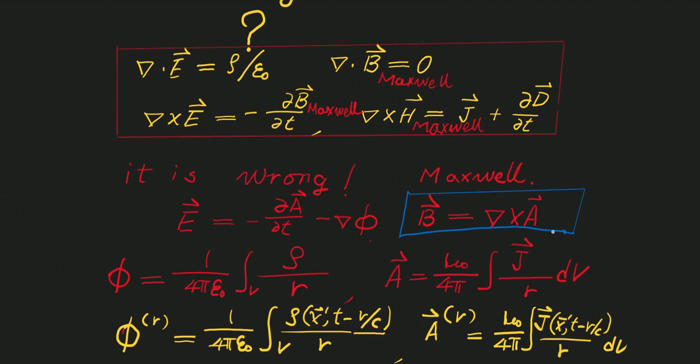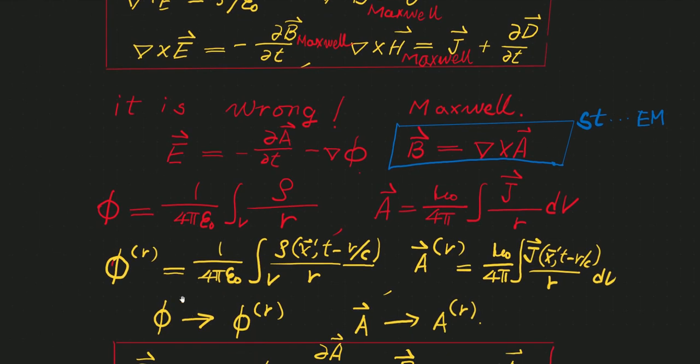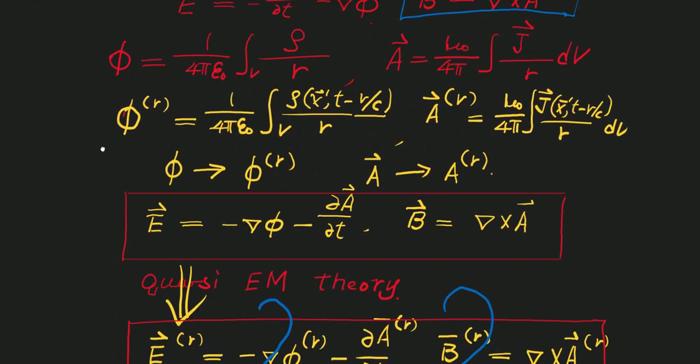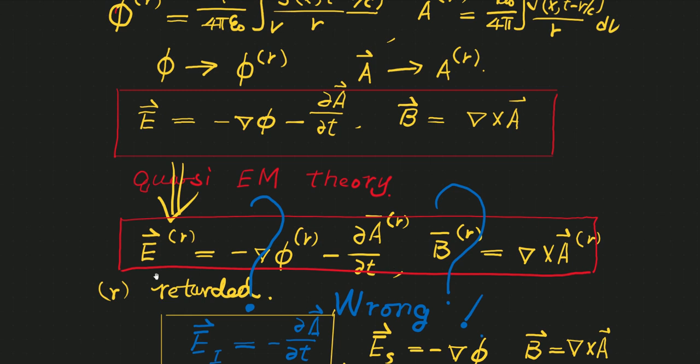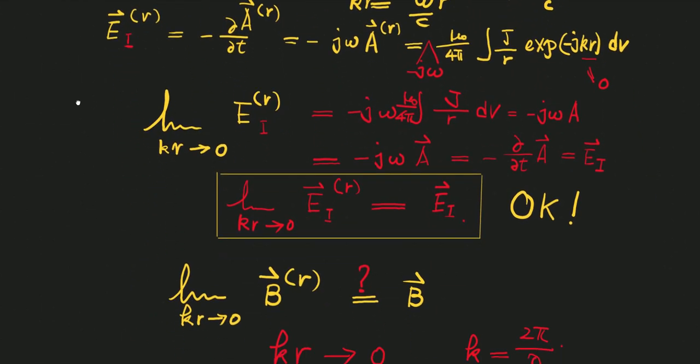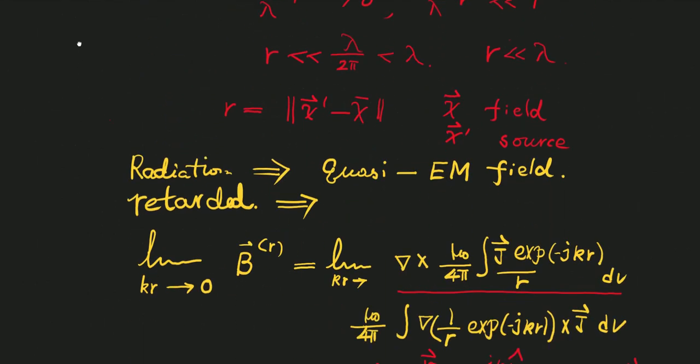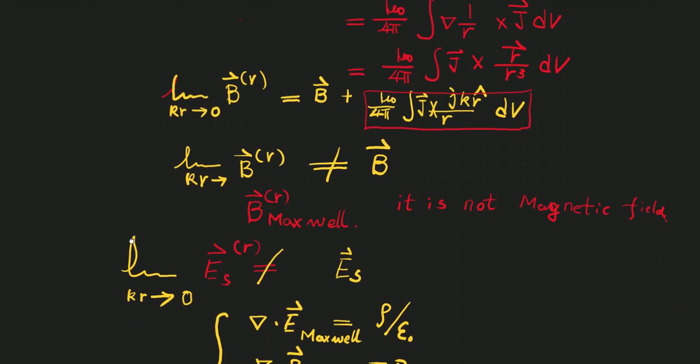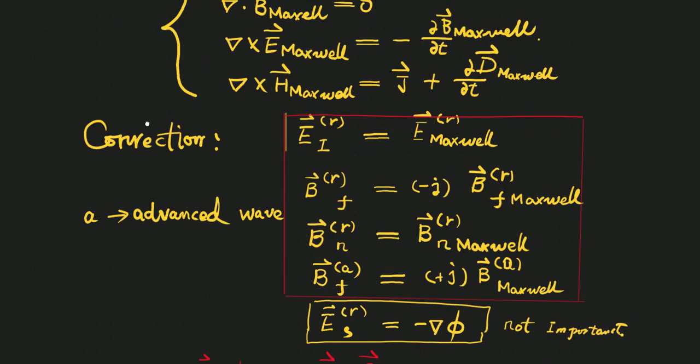This definition is only correct in static EM, not in radiation. In radiation EM, in the case of retarded A or advanced A, this is not correct anymore, it is wrong. So here we have given corrections.